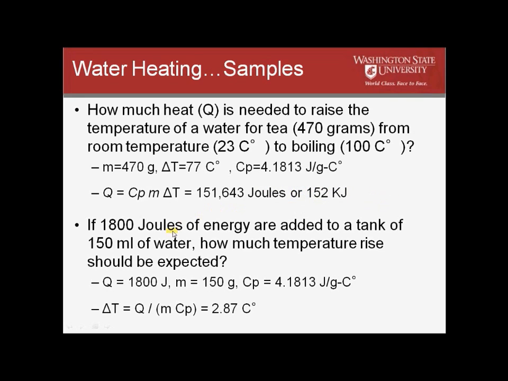Now another example would be more realistic for us. If you have 1800 joules of energy that are going to be added to a tank of water through a heater, how much temperature rise should be expected? If we rearrange the formula for the change in temperature and identify our known values: 1800 joules for the heat going in, the mass of the water is 150 grams, and again the specific heat for water is provided at 4.183 joules per gram degree C. So for this amount of water and the amount of energy input, you should expect a 2.87 change in the temperature of the water.